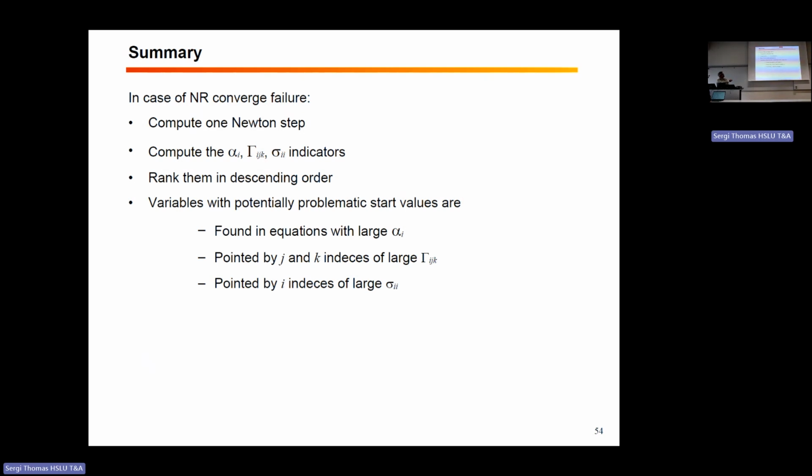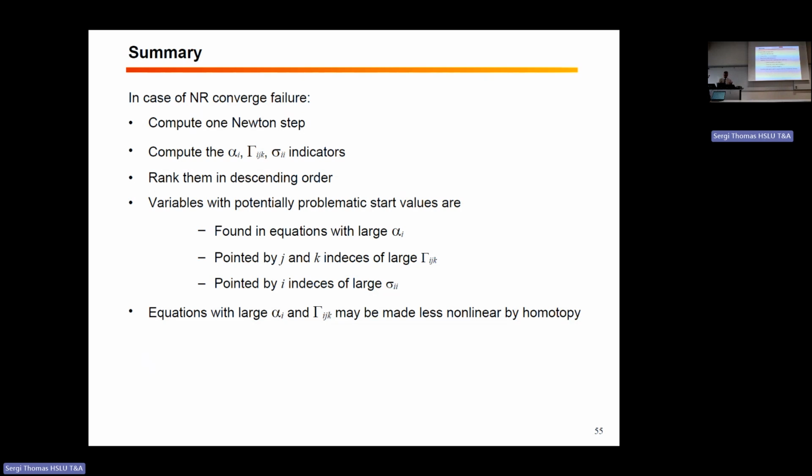Variables with potentially problematic start values are found in equations with large alpha i's, are pointed by j and k indices in these gamma ijk indices, and are pointed by i indices of large sigma ii. Whereas equations with large alphas and gammas may possibly be improved, for example, by using homotopy.